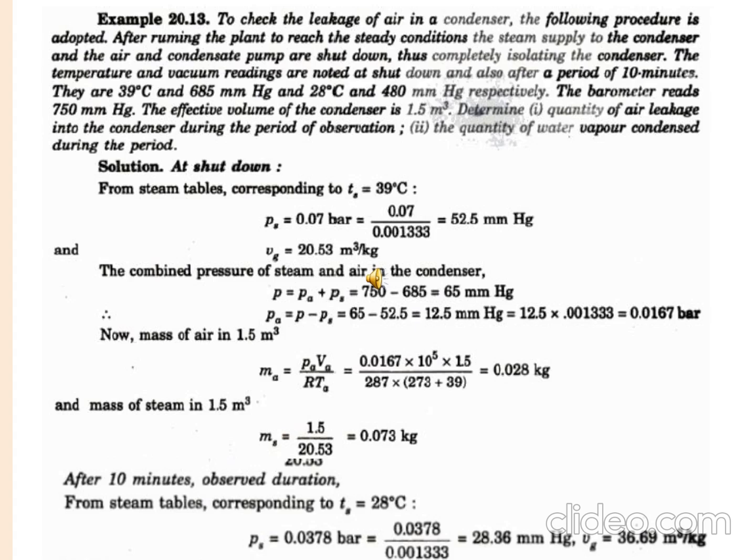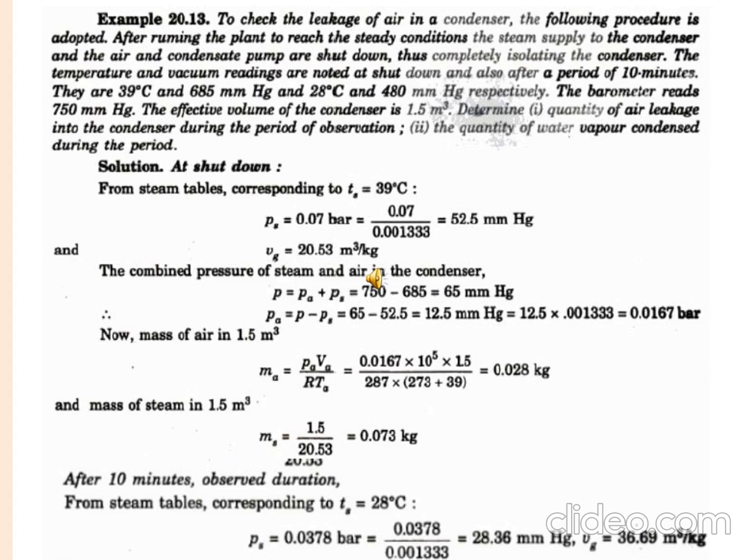Then we have to find out the Pa, because for mass we need PV equals mRT. For the mass we have to find out Pa, Va, R and Ta. Ta is already given, Va is already given, Pa we have to find out. So how do we find Pa? What is our total pressure? The barometer reads 750 mmHg. For the first pressure, it is 685 mmHg.